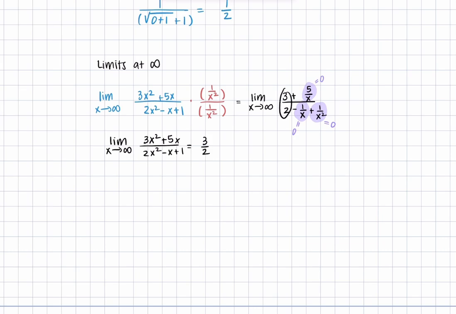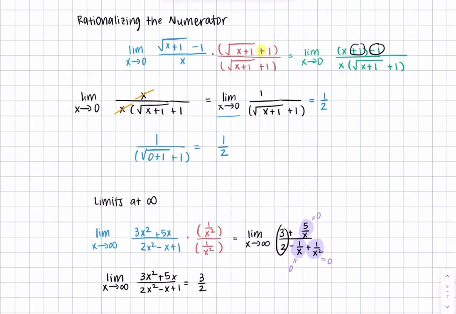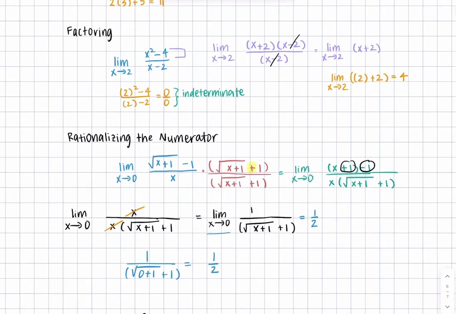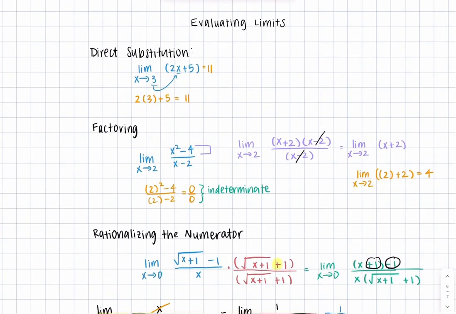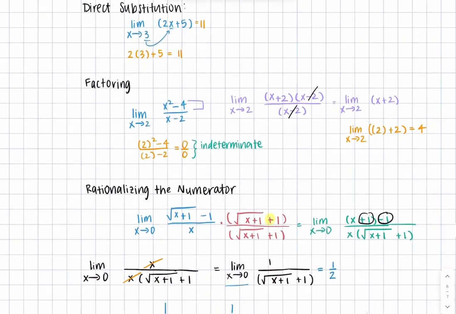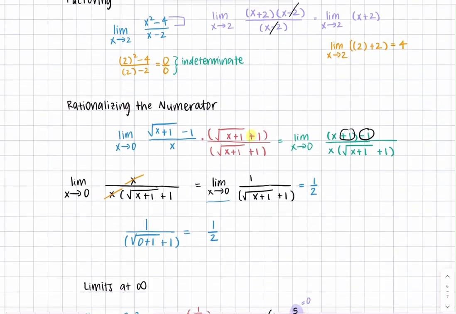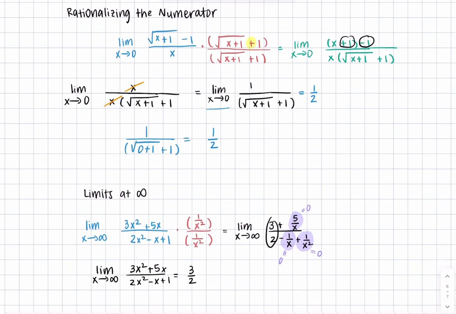There's another form for evaluating limits, which is called L'Hopital's, but we'll be talking more about that in our next unit. So these are our 4 ways to evaluate a limit: direct substitution, factoring, rationalizing the numerator, and the limits at infinity.